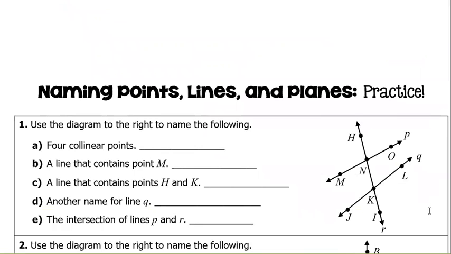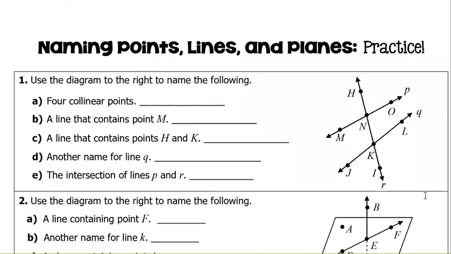So number one, naming points, lines, and planes. This is our practice. Four collinear points. Now, four collinear, remember what collinear means? On the same line. So H, N, K, and I.